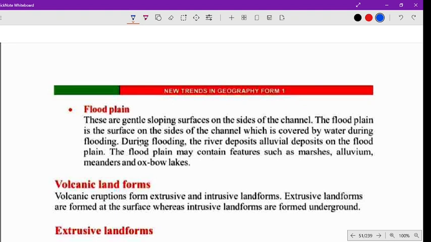Floodplain. These are gently sloping surfaces on the sides of the channel. The floodplain is the surface on the sides of the channel which is covered by water during flooding. So during flooding, the river deposits alluvial deposits on the floodplain. The floodplain may contain features such as marshes, alluvium, meanders, and oxbow lakes.